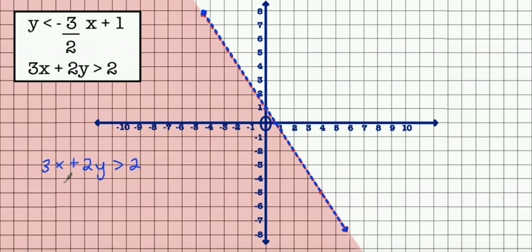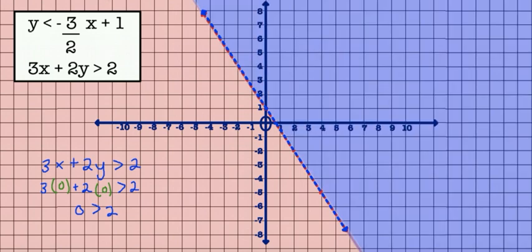All right, so we're going to use 0, 0. We're going to substitute x and y with 0 and 0. So 3 times 0 is 0, 2 times 0 is 0. So 0 is greater than 2, which is not true. So we're not going to shade on the side with 0, 0. We're going to shade on the opposite side.